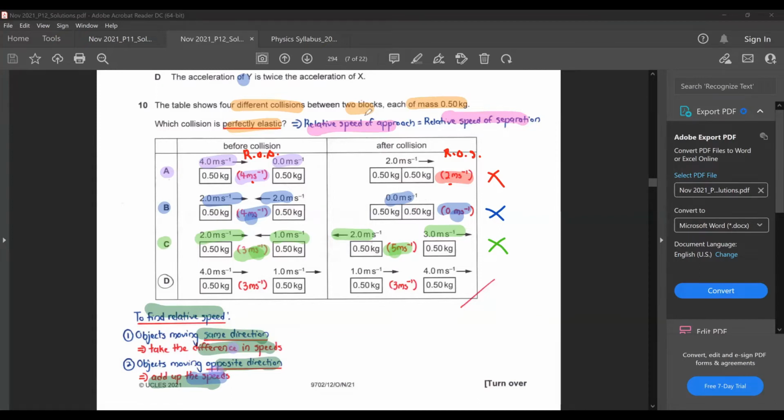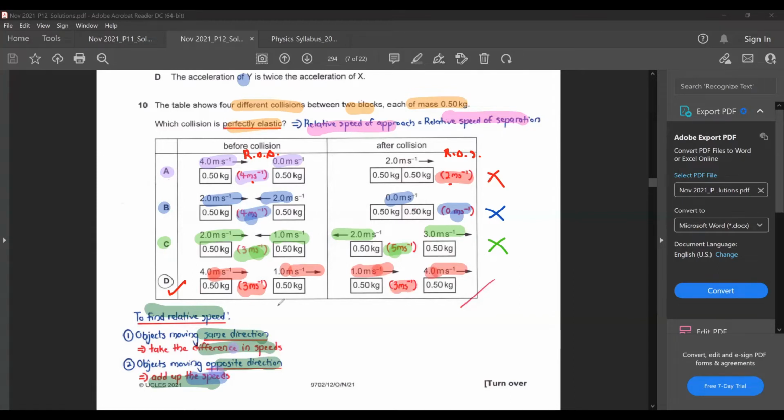So by process of elimination, it should be D, but we can check. So here, moving in the same direction, take the difference in the speeds. 4 minus 1 is 3. This is my relative speed of approach. And then after collision, they're still moving in the same direction. Again, take the difference in the speed. It is 4 minus 1, giving me 3.